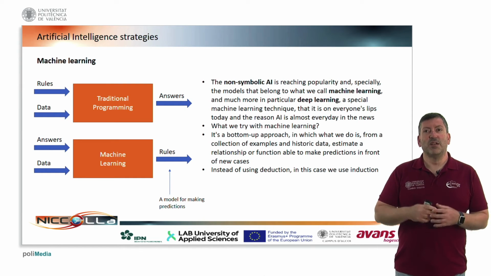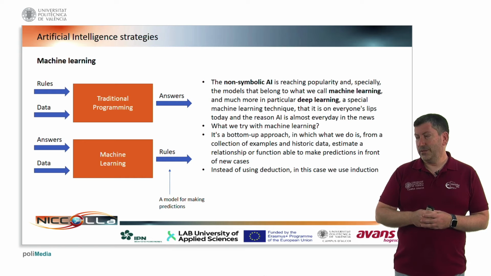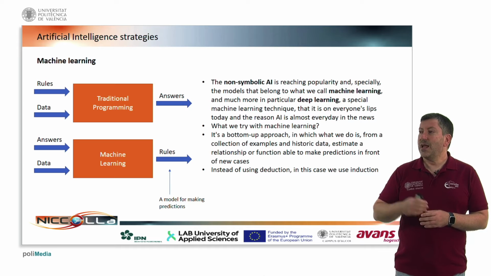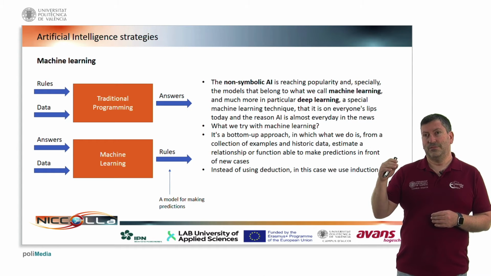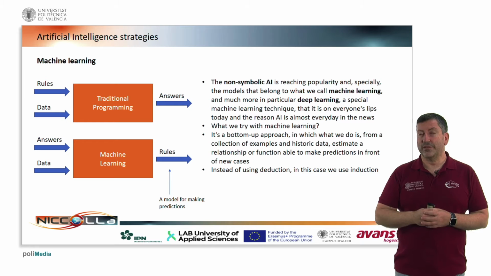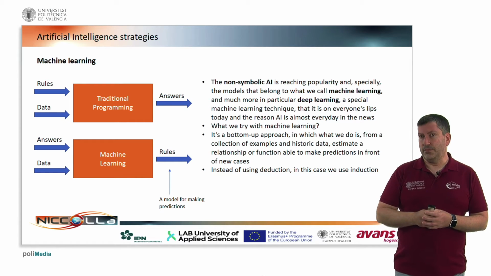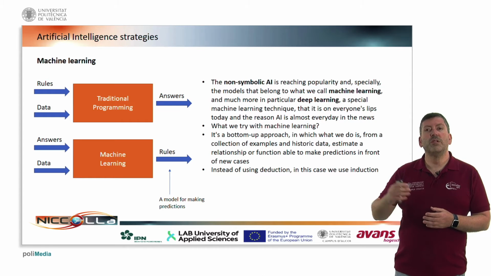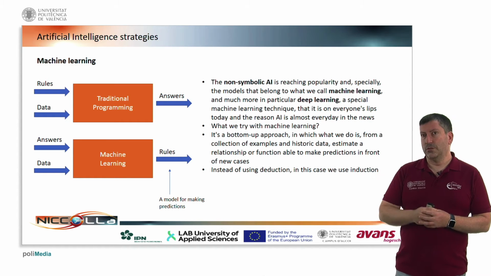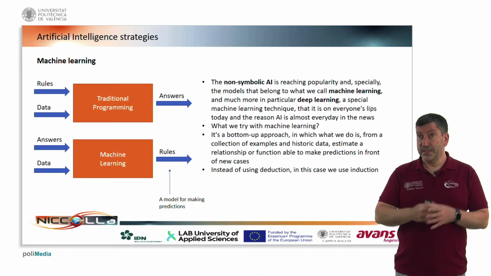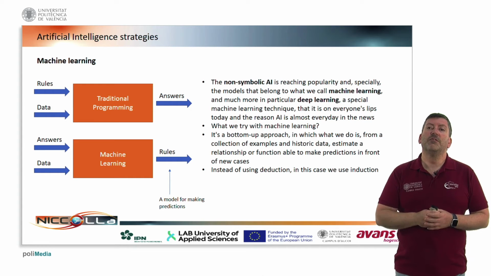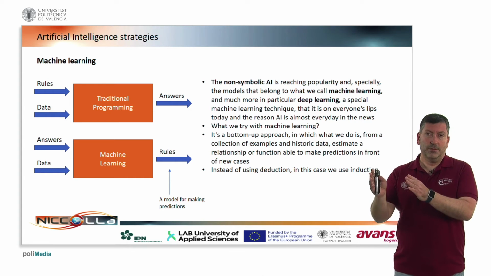In machine learning, as you can see, things are totally different. What we do is provide the system with answers and data. So for example, imagine that this is the example we are going to be talking about here: if you want to detect if someone has COVID or not, depending on the symptoms. So what we are going to do is provide a large collection of examples with symptoms and whether the patient has COVID or not.